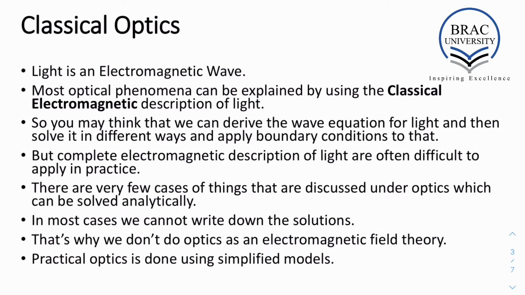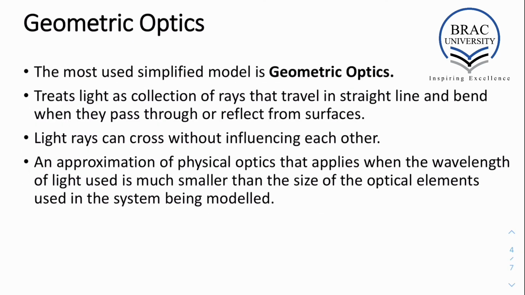Practical optics is done by using simplified models that are easy to apply. The geometric optics model is one of those models. It is the most simplified model that we use in optics. In this model, light is considered to be a collection of rays which travel in a straight line and bend when they pass through or reflect from some surfaces. Another important assumption of geometric optics is that light rays can cross without influencing each other.